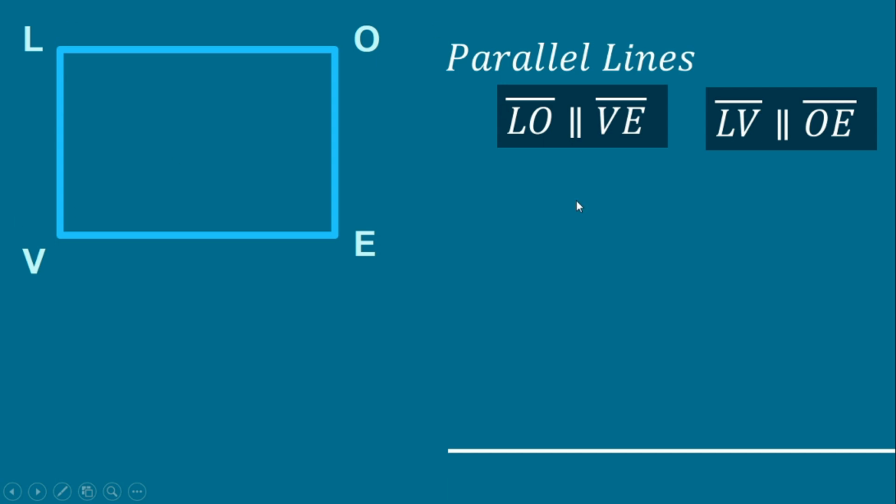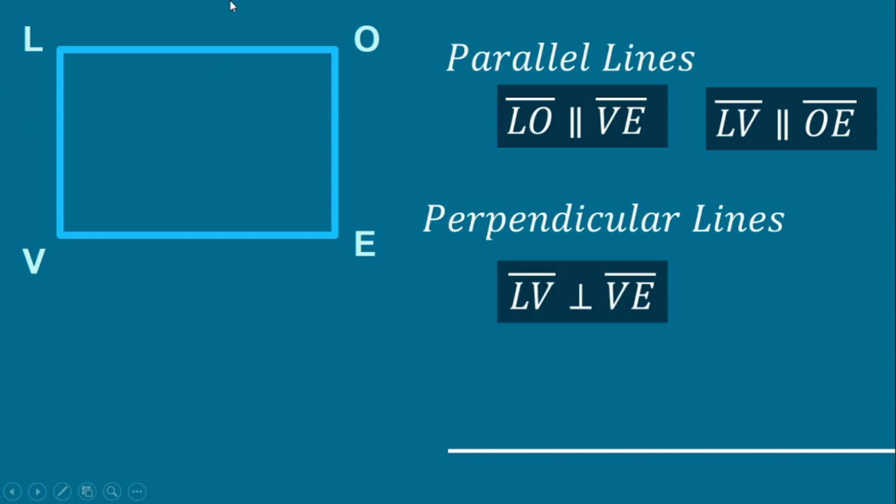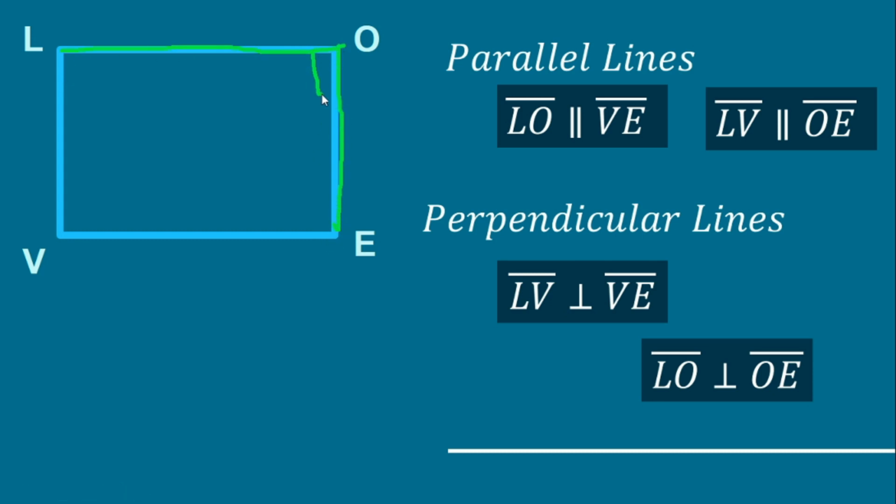How about the perpendicular lines? So these are the lines that intersect at right angle. So I have LV, at saka si VE. Ayan, di ba? Nag-intersect siya at right angle. Okay, kasi ang sa rectangle, di ba? That's right angle. Another is LO and OE. Okay? So they are perpendicular lines. So that's all. Thank you very much.